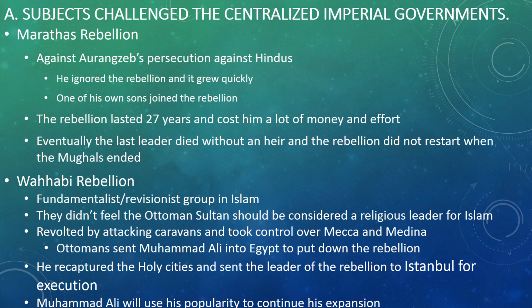The Ottomans in charge send soldiers, obviously, to put down this rebellion. One of the most famous ones is Muhammad Ali, and he'll be very important for Egypt down the road. He goes into Egypt to help put down the rebellion, and along the way he does recapture the holy cities, and the leader of the rebellion is captured and sent to Istanbul for execution. Muhammad Ali will use his foothold in this territory and the success that he has had to garner more and more support, eventually becoming an integral force in opposition to the Ottoman state, and we'll talk about him more specifically in a few slides.